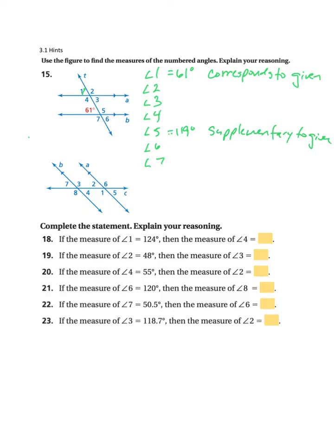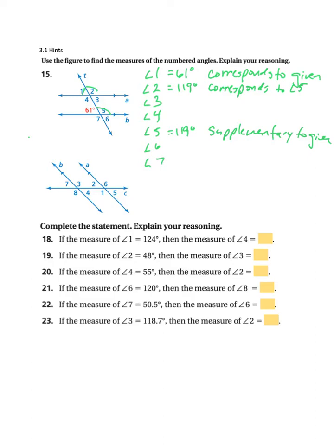Now that we've done angle 5, we can go back and do angle 2, which is also 119 degrees. And we know that because it is a corresponding angle to angle 5. So now that we know angle 5, we also know angle 2 because they are corresponding angles.